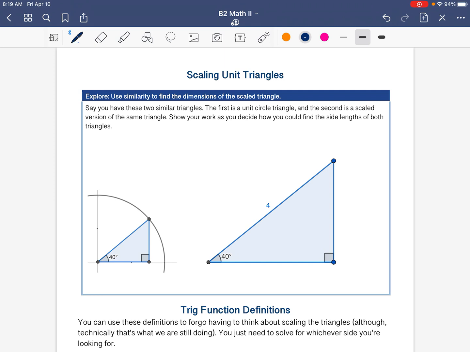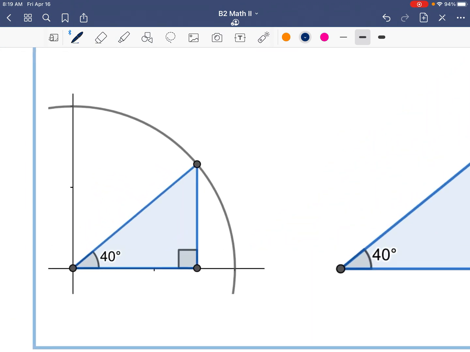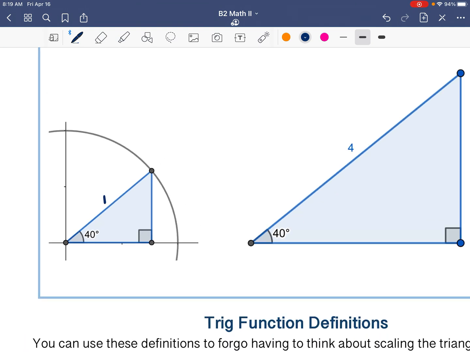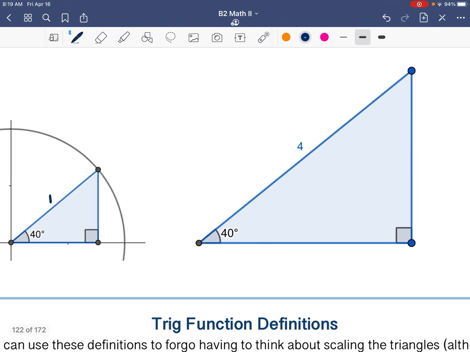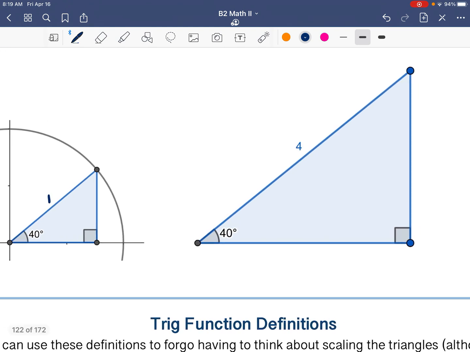So we have two triangles here in this image. One of them is within the unit circle, so we have a radius of 1, so the hypotenuse is also 1. But we scaled that same triangle, same angles, right? So it's a similar triangle. We scaled it up by 4. So our scale factor there is 4.